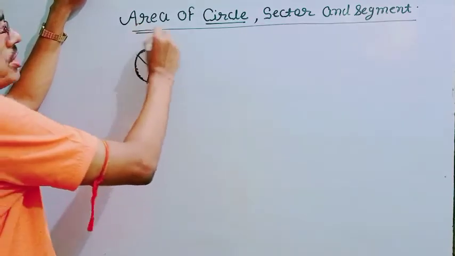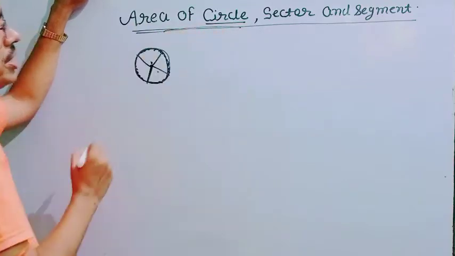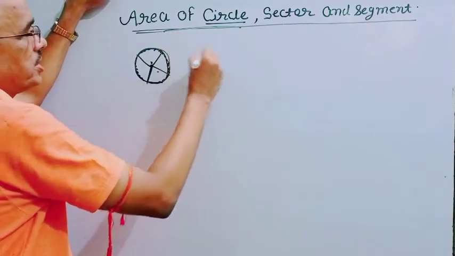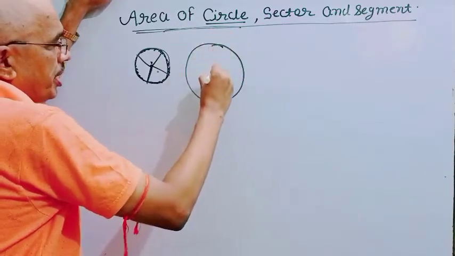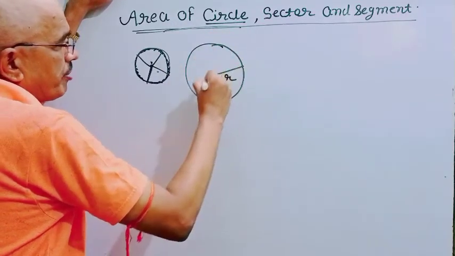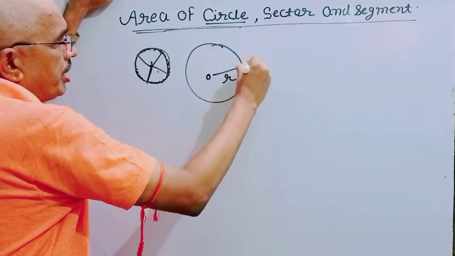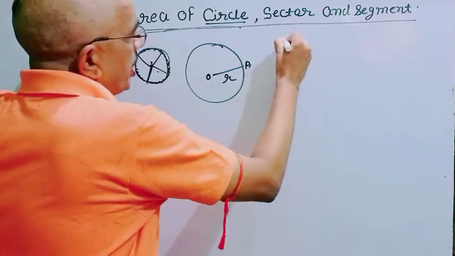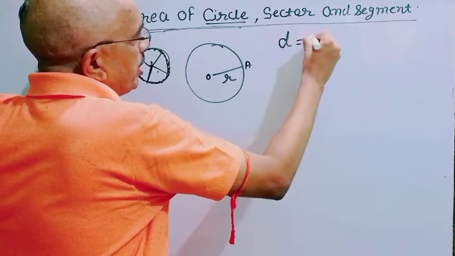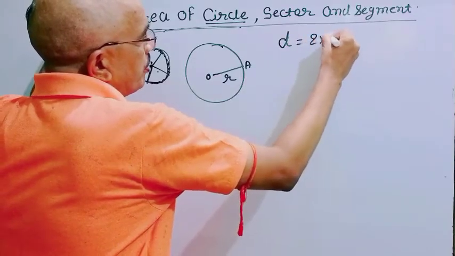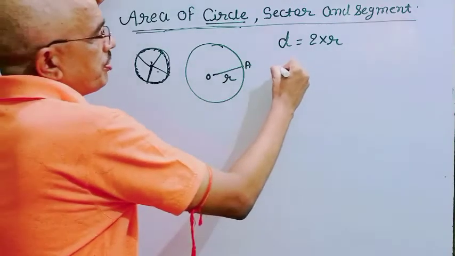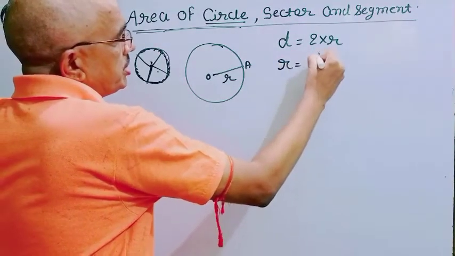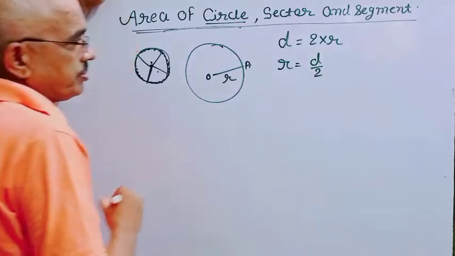So we discuss towards the mensuration. In mensuration, first, what is area? This is the circle. The radius is denoted by r. And first, what is the diameter of the circle? Diameter is equal to 2 into radius. Next, what is radius? That is diameter by 2.